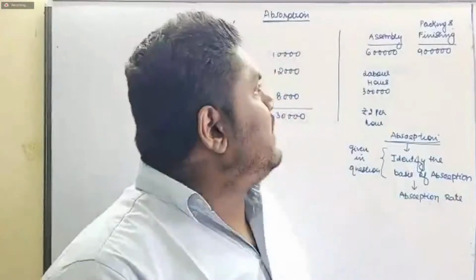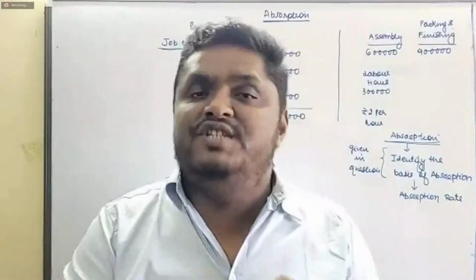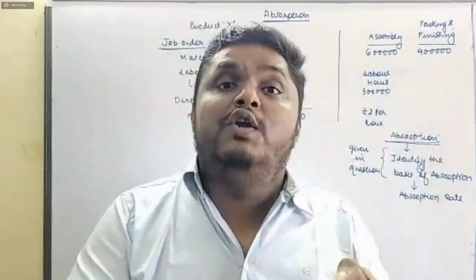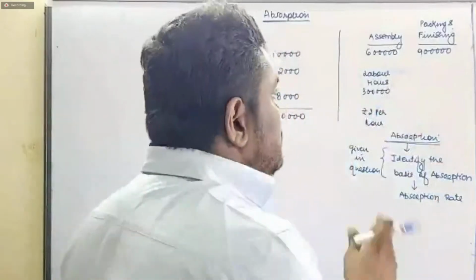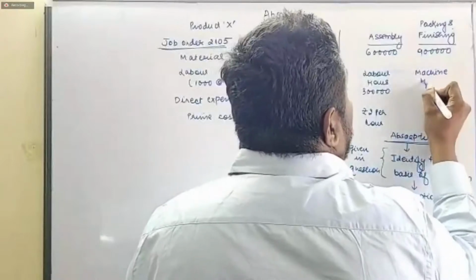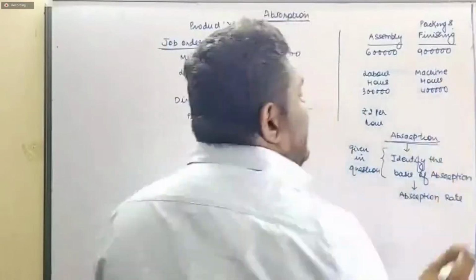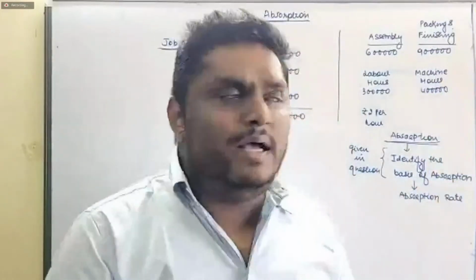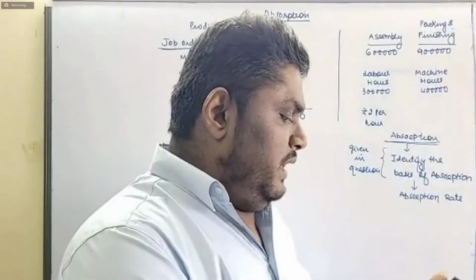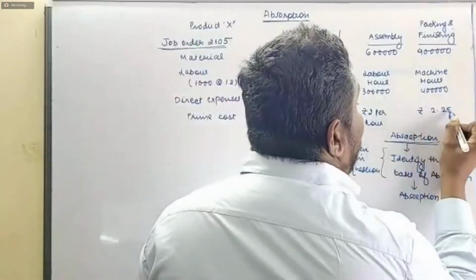Similarly, when talking about the packing and finishing department, let's say it is given in the question that it is more of a machine-based job, and the overheads of the packing and finishing department are to be absorbed on the basis of machine hours. Let's say 4 lakh are the machine hours. So herein also, we can easily calculate the absorption rate. That is 9 lakh total overheads divided by 4 lakh hours. So this will be ₹2.25.